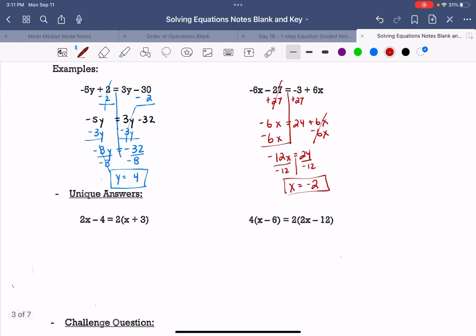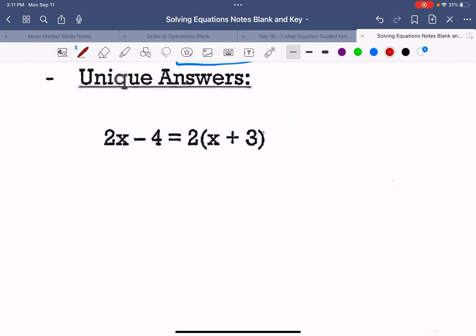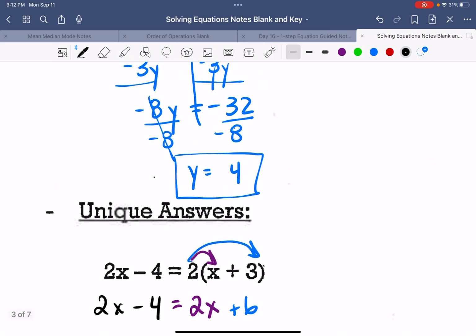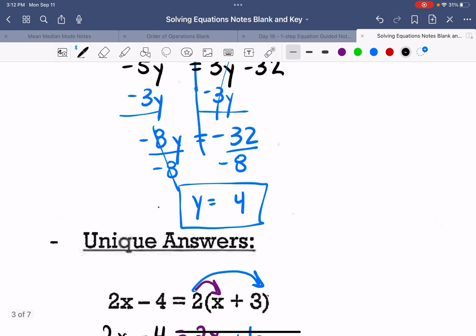All right, now there's a couple different unique answers, all right? So let's do this first. Okay, we've got things on both sides of the equation. A little crazy. What did I tell you we have to do first? Distribute. Yes, distribute. So we are going to distribute on the right side of this equation first, okay? And we're going to have 2x, and then I'm going to go 2 times 3 plus 6, and then I'm going to just drop down the rest of my equation. Nothing changes, okay?